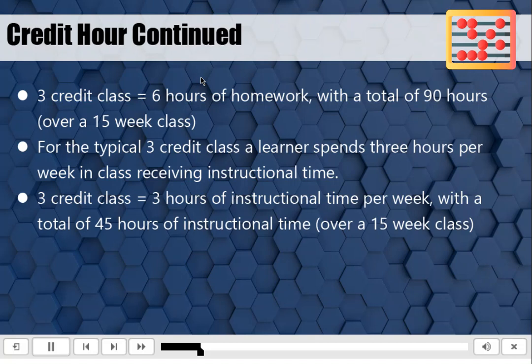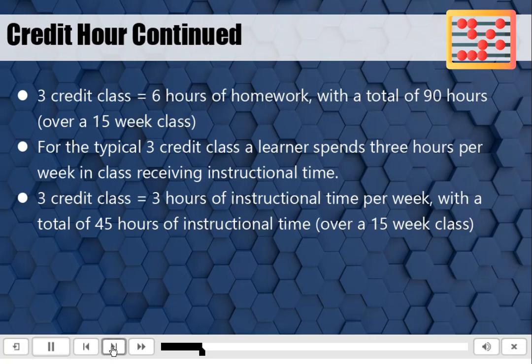Now, this might be a little ahead of ourselves, but when we think about a 14-week class, you want to be somewhere in that 84 to 90 hours range, and you don't want to go any less than that, because even if it's a 14-week class, we're still talking about the same amount of time. So for the typical 3-credit class, a learner spends 3 hours per week receiving instructional time. So 3 hours of instructional time per week equals 45 hours of instructional time over a 15-week class period.